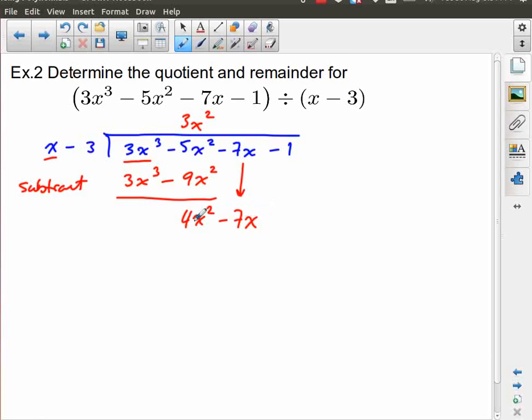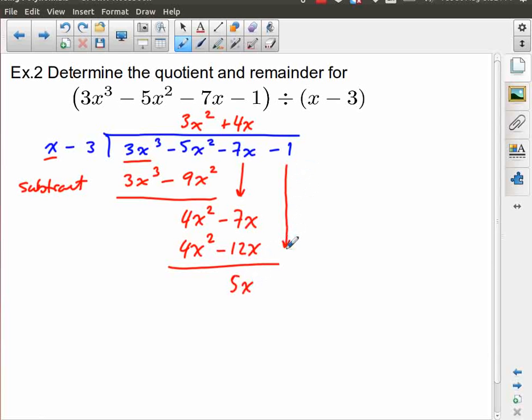So now I ask myself, I need to eliminate this x squared term. What do I multiply by this x to get rid of this x squared term? Well, that's going to be plus 4x. 4x times x is 4x squared. So when I subtract that, that'll go away. Positive 4x times negative 3 is negative 12x. Subtract becomes 0. Subtract becomes 5x.